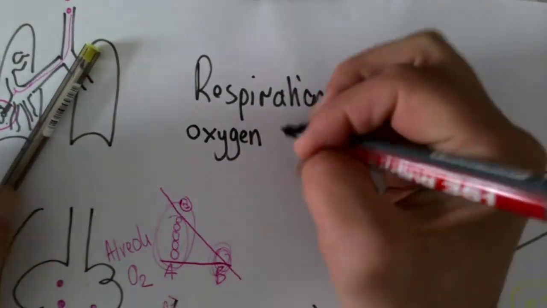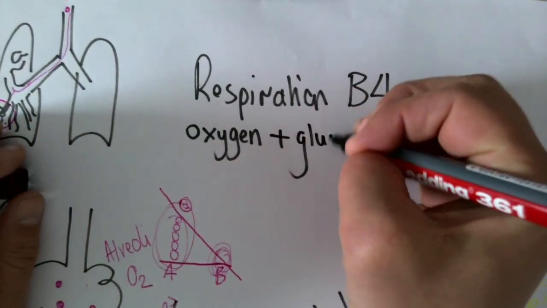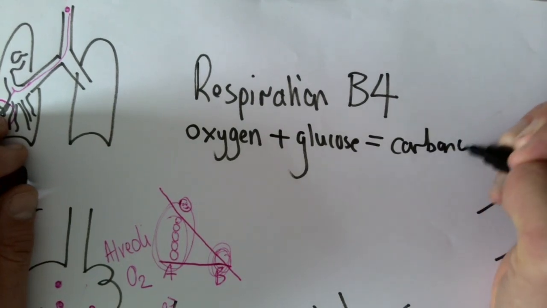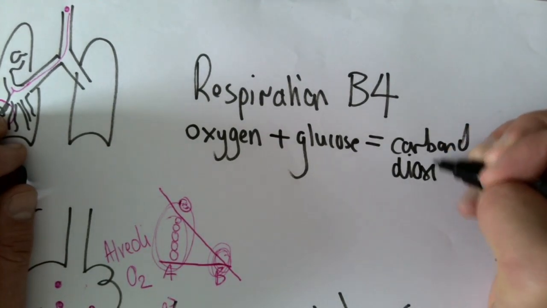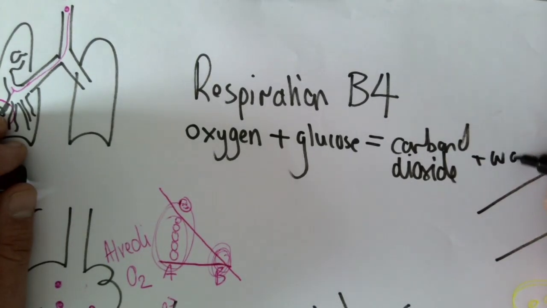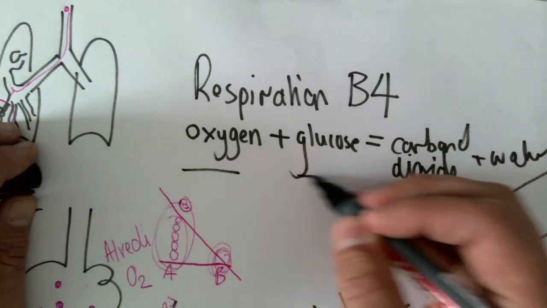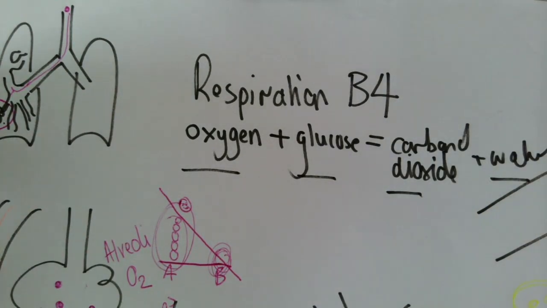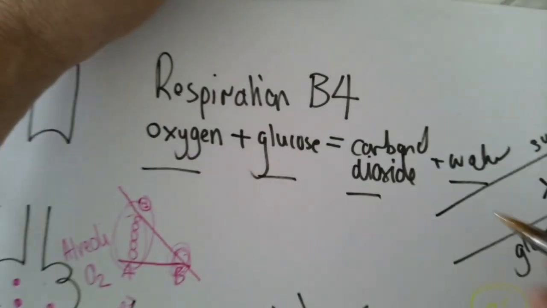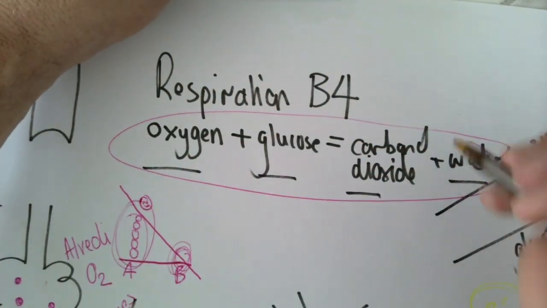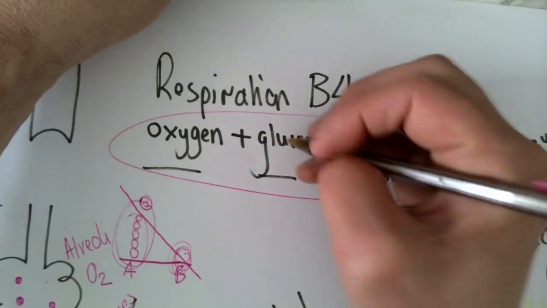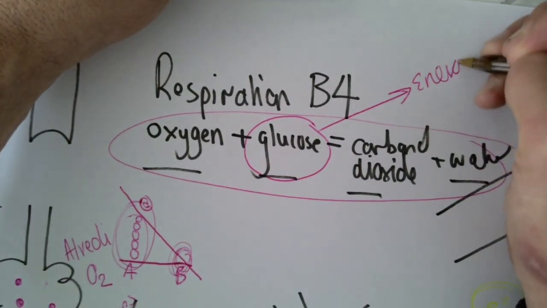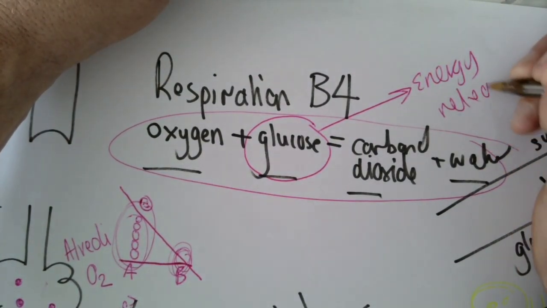It is oxygen plus glucose equals carbon dioxide plus water. Autumn Gangster Crew winner. That's how I've taught it in the past to certain classes in order to remember it. That's what they call the word equation. But the most important thing is the energy that is released from the glucose.